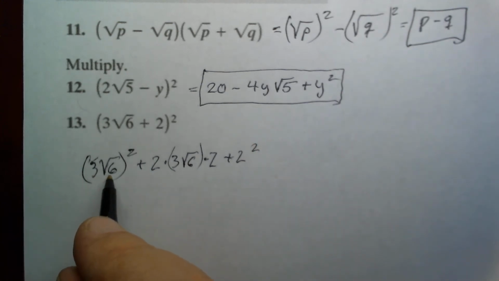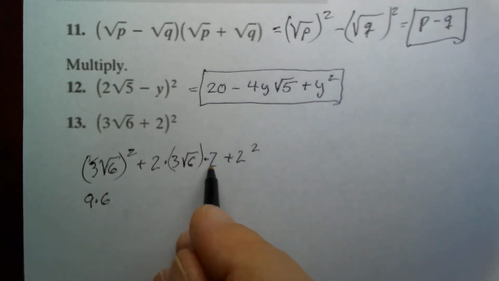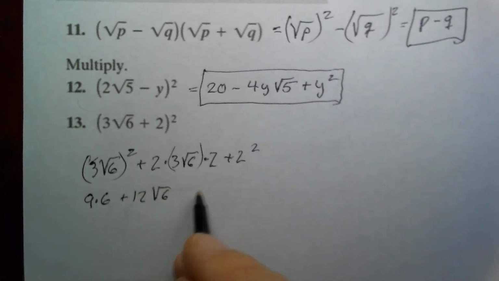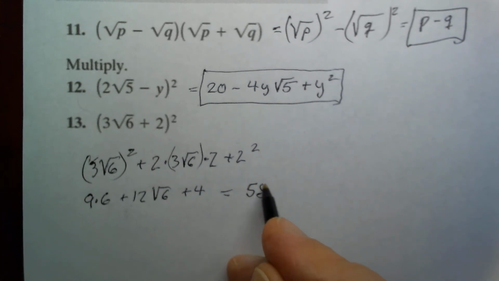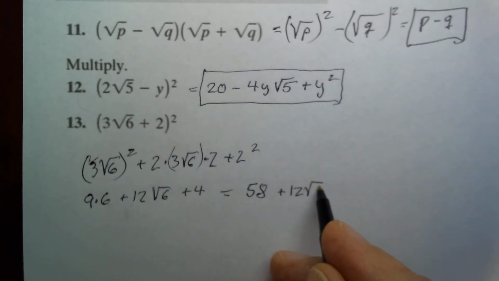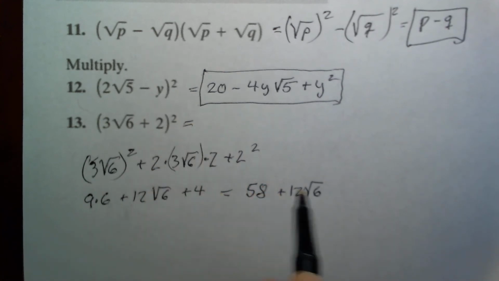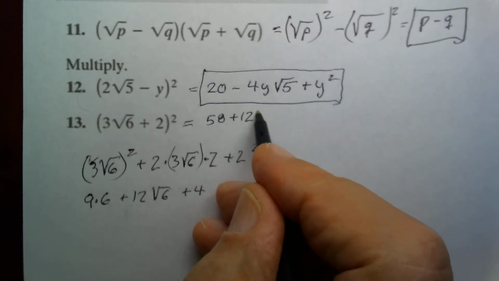So 3 times the square root of 6 squared would be 9 times 6. 3 times 3 is 9, and square root of 6 squared is 6. And then here we have 2 times 2 is 4, times 3 is 12, times square root of 6. And then 2 squared, of course, is 4. So that is equal to 9 times 6 is 54, plus 4 is 58, plus 12 times square root of 6. So that is the answer to number 13: 58 plus 12 times square root of 6.